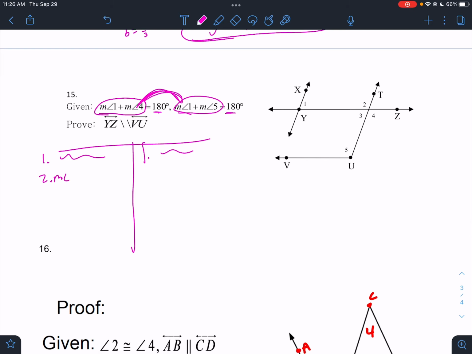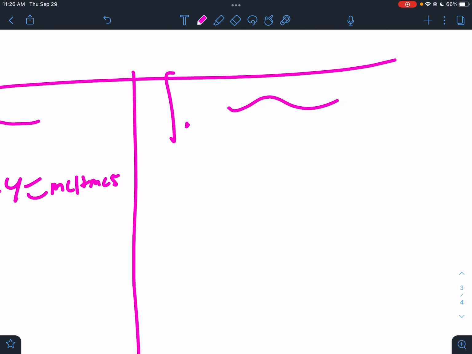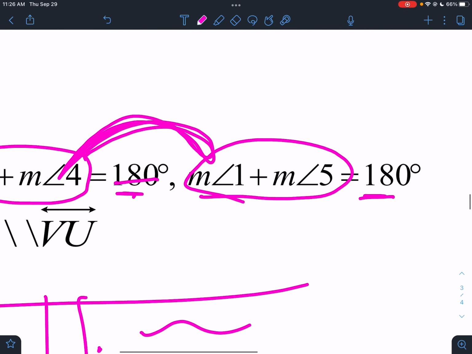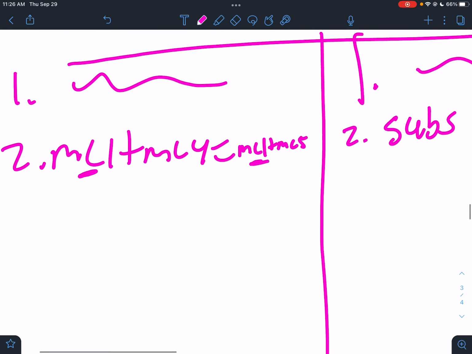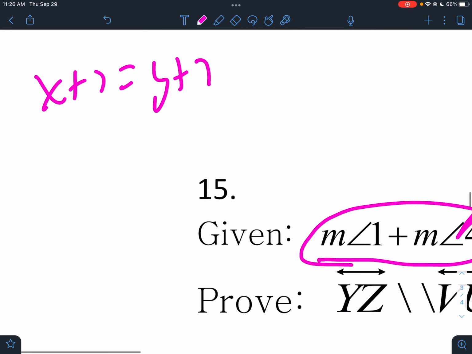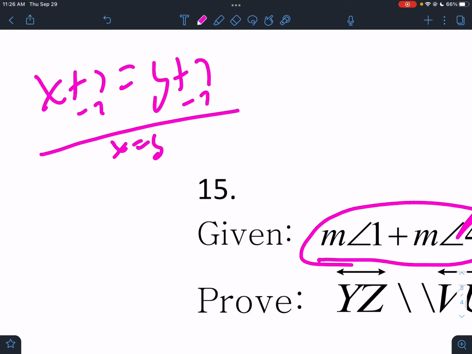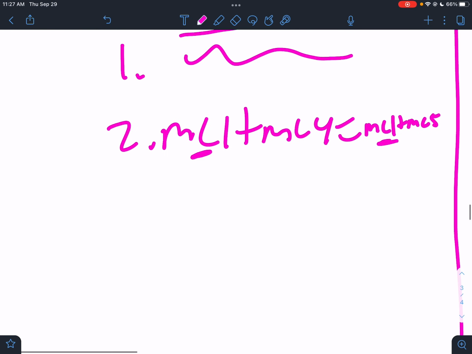So the measure of angle 1 plus the measure of angle 4 has to equal the measure of angle 1 plus the measure of angle 5. That is a substitution. I'm taking the 180 out and I'm plugging this in. That's what I'm doing mathematically. It's a substitution. Okay, now look at this. They both have an angle 1, right? Like if I said x plus 7 equals y plus 7, right? Wouldn't you subtract 7 and it would cancel out on both sides? Yeah. That's basically what's going on here. The angle 1 is going to cancel out on both sides.